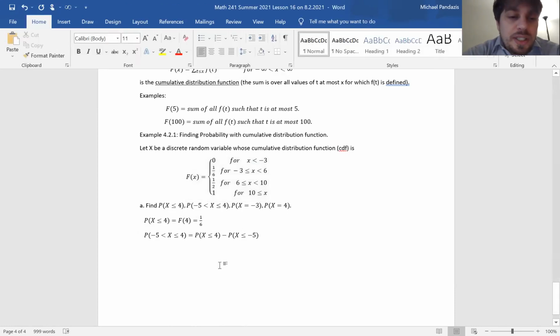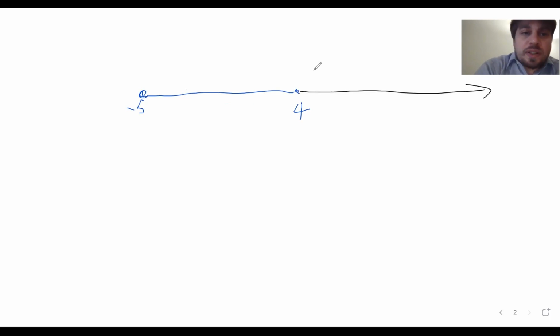Okay, so this is what we want, right? Between in this interval. So I'm going to go to the whiteboard. If you're looking at the interval between negative 5 and 4, including 4, not including negative 5, right? That's why I have an open circle there. If you're looking at that, and this is on the number line, so this is a part of the entire real number line, right?